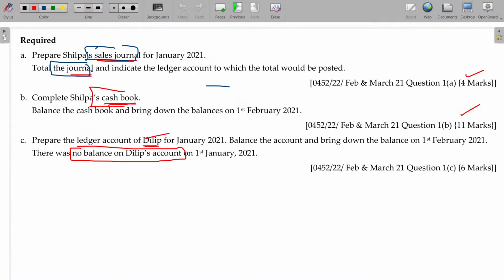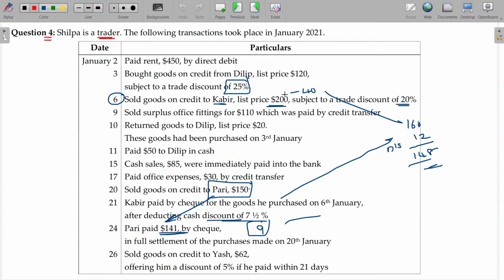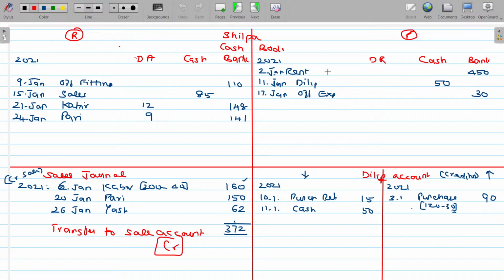Second, complete the cash book. Balance the cash book and bring down the balances on 1st February 2021. Do we have any opening balance? Yeah, it is given in the question. On 1st Jan, balance brought down, given as 200 for cash, 814 for bank. Okay, this is given in the question, so I have to post this value.